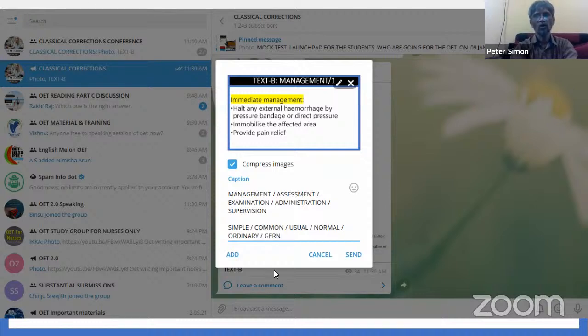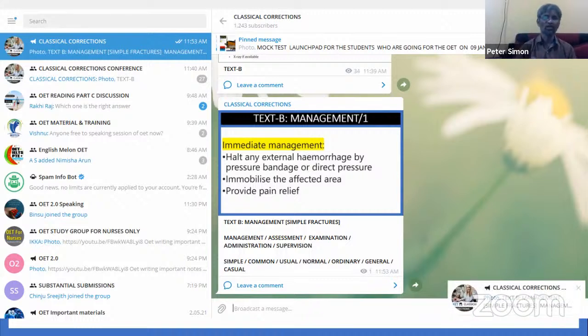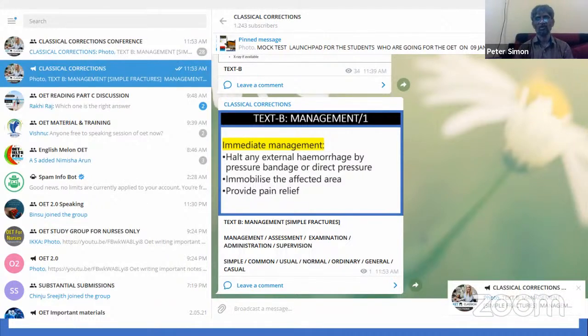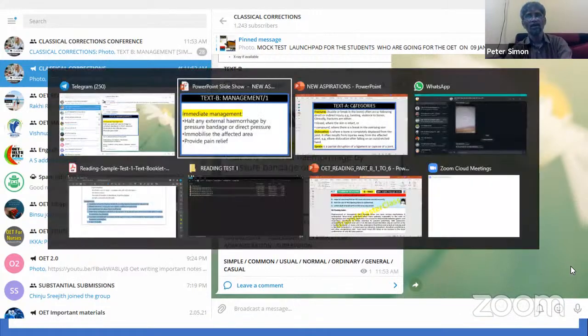general. See how many words, you may not even think that this many synonyms are there. Simple, common, usual, normal, ordinary, general, casual. Okay. Fine. These are some synonyms. So these questions will be having these words: management, assessment, examination, administration, supervision, or simple, common, usual, normal, ordinary, general, casual. If you get these words, it will be easy for you to understand.